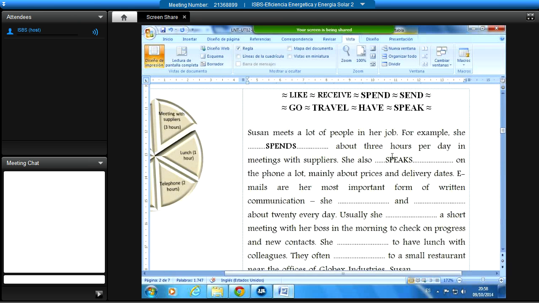To deliver, for example, the postman delivers letters. Yes, so that's delivery dates. It's like distribution. Delivery is to give something, to distribute something.